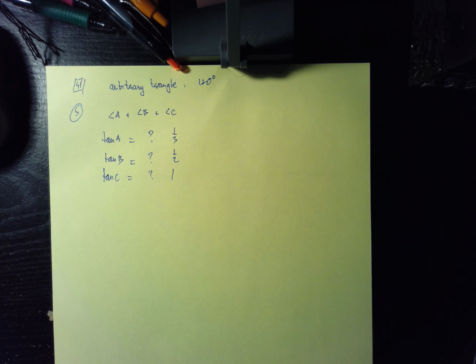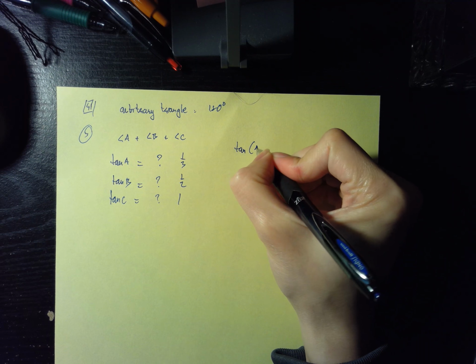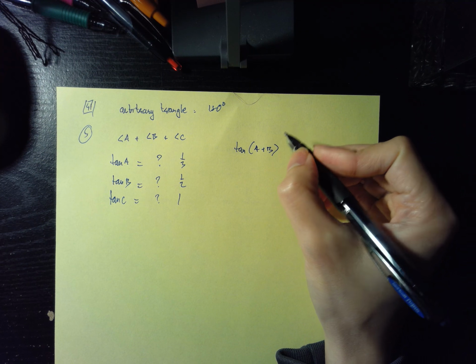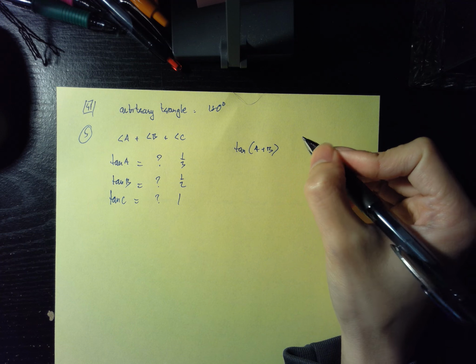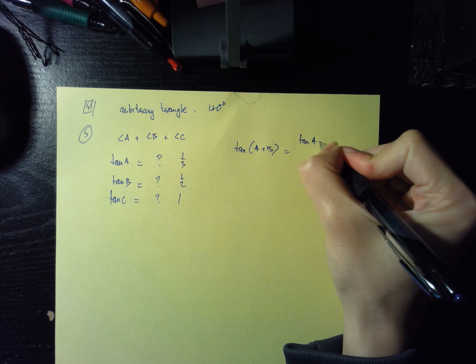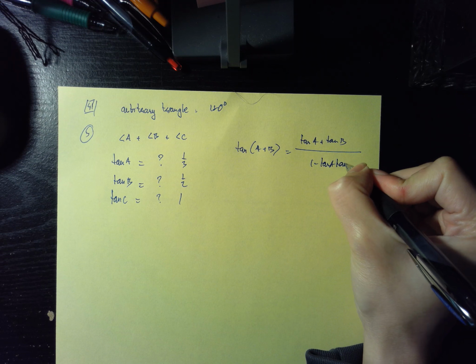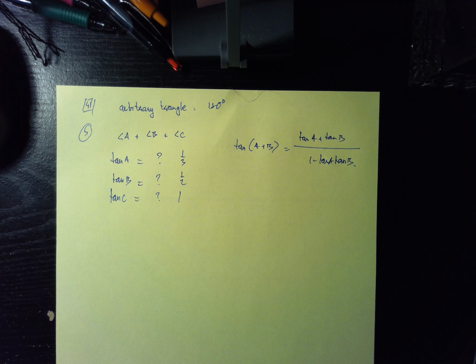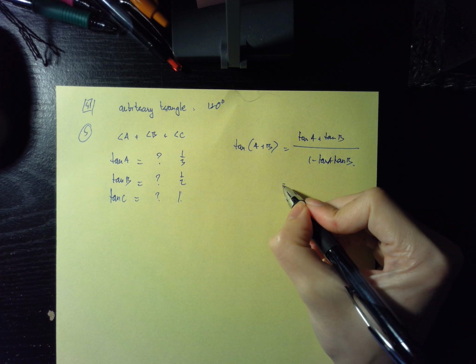So I asked you to calculate by calculating tangent of A plus B. Okay, and we already know the formula. Tangent of A plus B is tangent of A plus tangent of B, over 1 minus tangent of A tangent of B. Then you just use the values, plug them in, and it gives you 1.